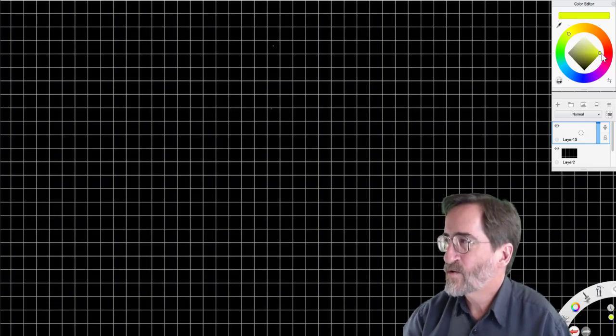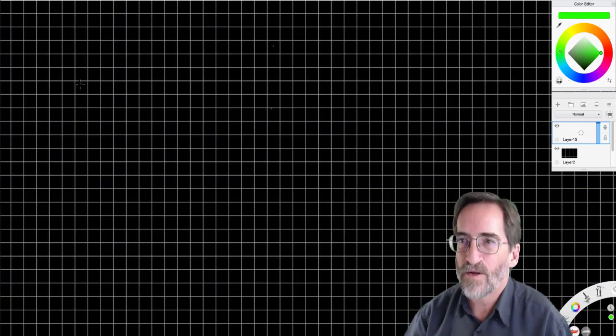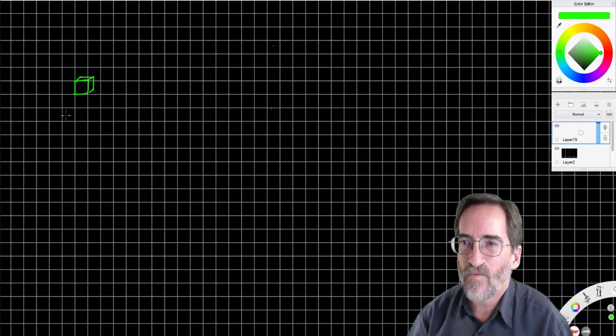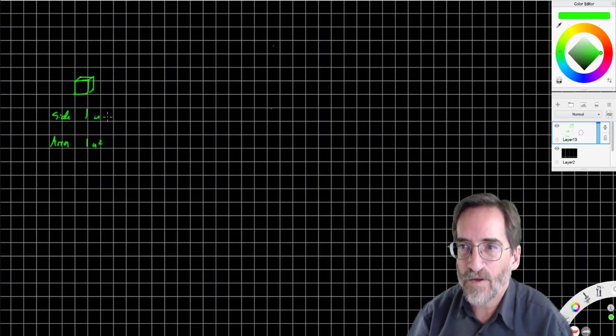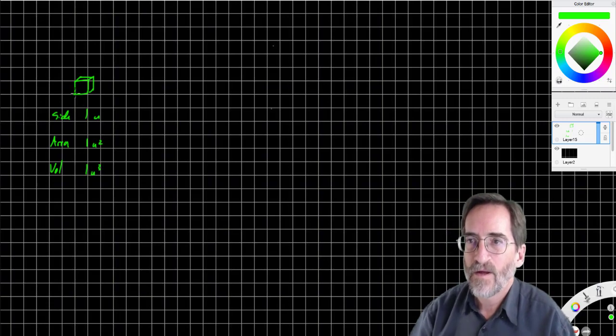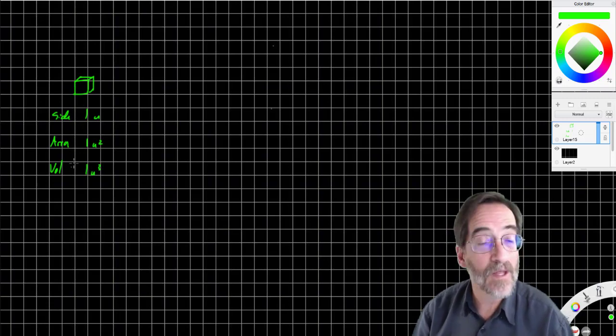I'm going to create a little bit of a sketch, a graphic that'll hopefully illustrate the idea. Let's start with a basic cube. The basic cube has a side length of 1. It has a surface area, let's just consider the area of the front face. The area is 1 times 1, or 1 square unit. And the volume of the entire thing is 1 times 1 times 1, or 1 unit cubed. So that's a side, an area, and a volume.